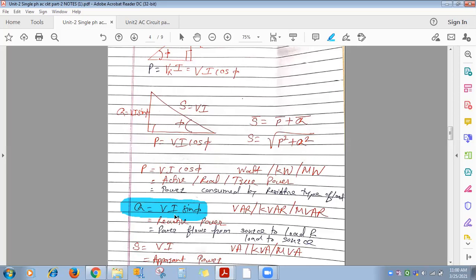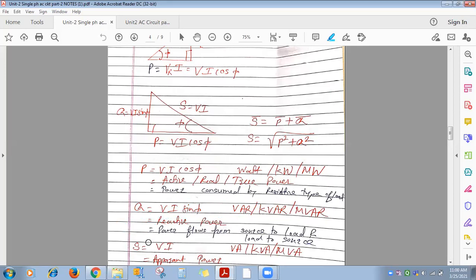So what occurs with inductor and capacitor? They don't consume any power. Only there is a flow of power from source to load and load to source. So you can define reactive power like this: power which flows from source to load and load to source is called reactive power. It is denoted by capital Q. Formula is VI sin phi. Unit is VAR or kVAR or MVAR. What is reactive power?